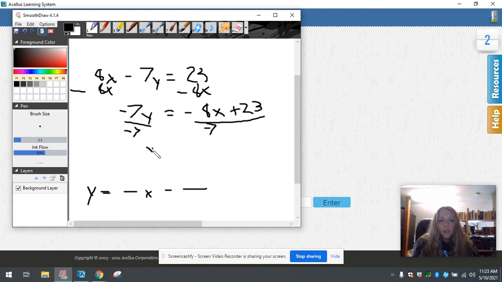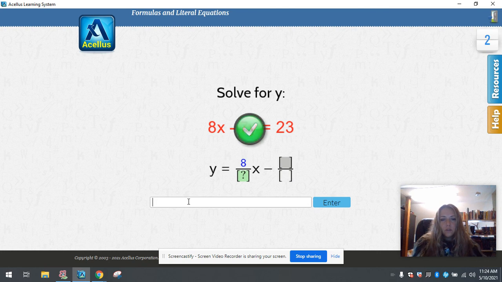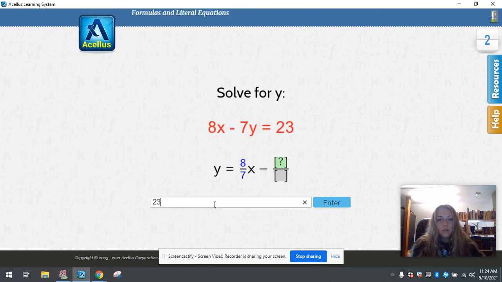So I'm left with y equals negative 8 over negative 7. A negative divided by a negative is a positive, would be 8 over 7 x. Plus 23 divided by negative 7 would be negative 23 over 7. So we have 8 over 7 x minus 23 over 7.